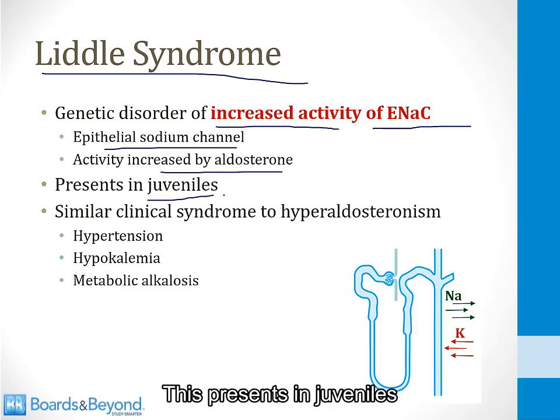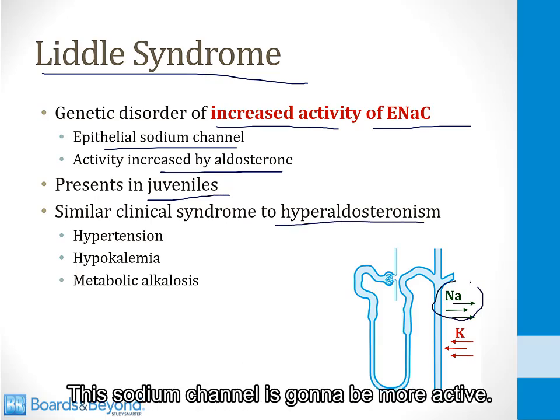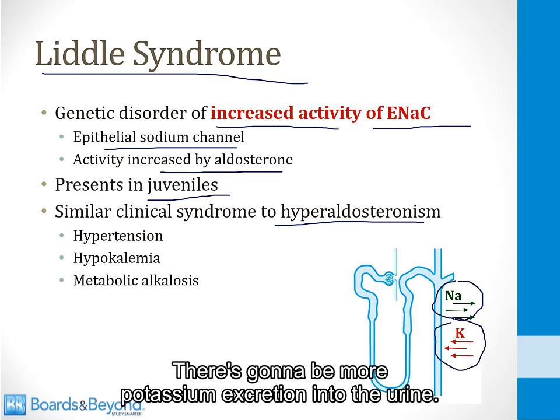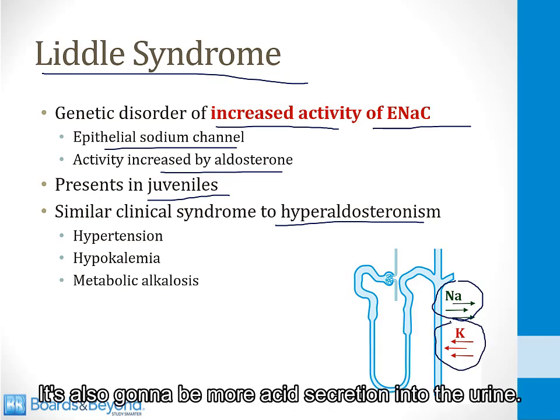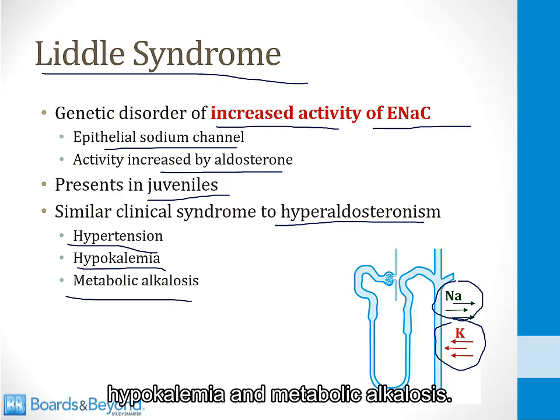This presents in juveniles, and it's going to present the same way as hyperaldosteronism. This sodium channel is going to be more active. There's going to be more potassium excretion into the urine. There's also going to be more acid secretion into the urine. So these patients are going to present with hypertension, hypokalemia, and metabolic alkalosis.